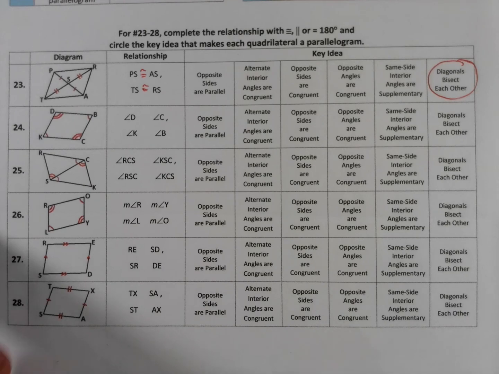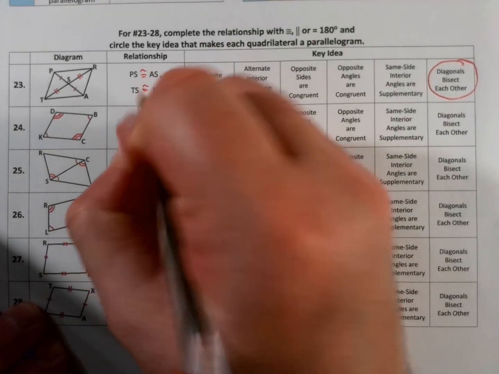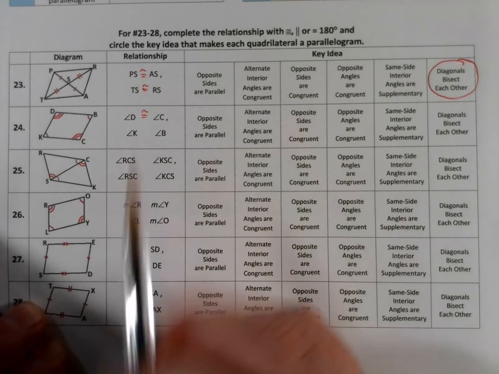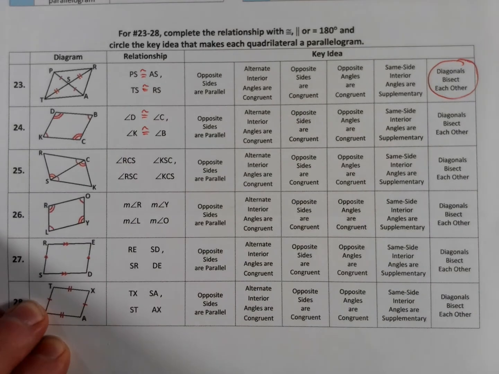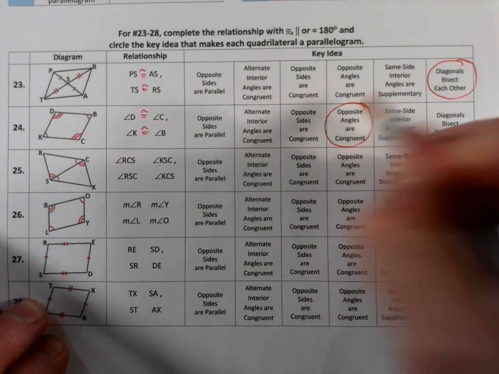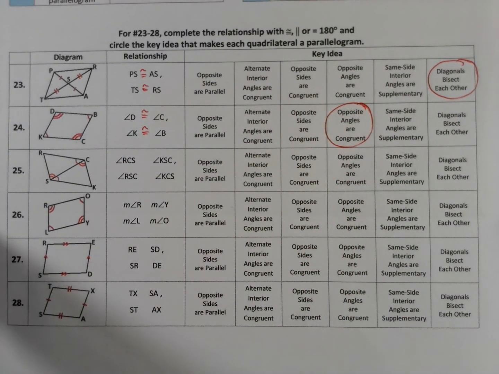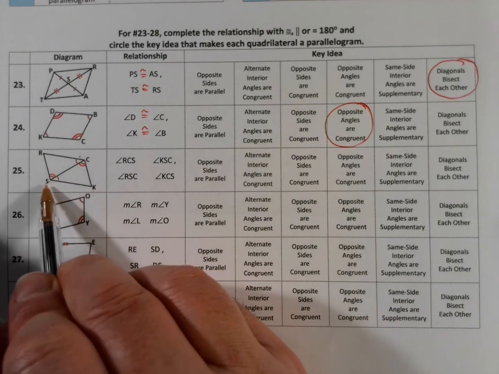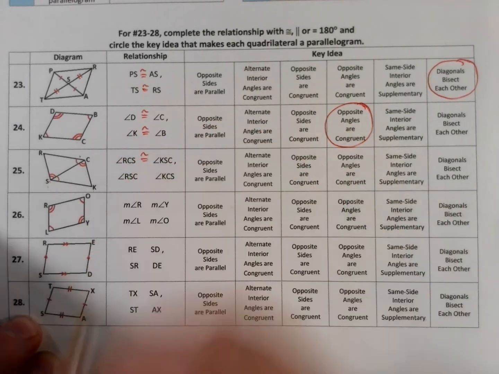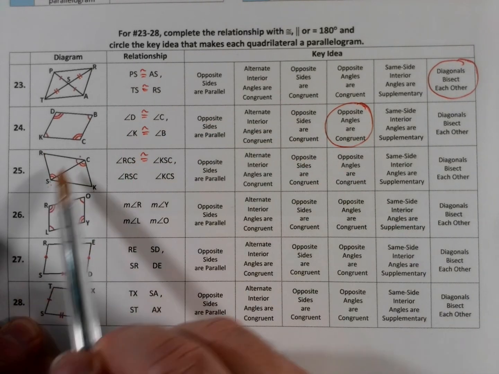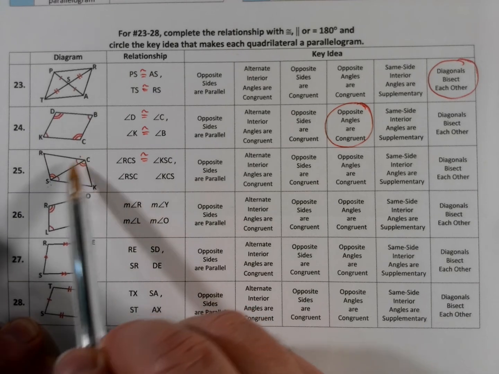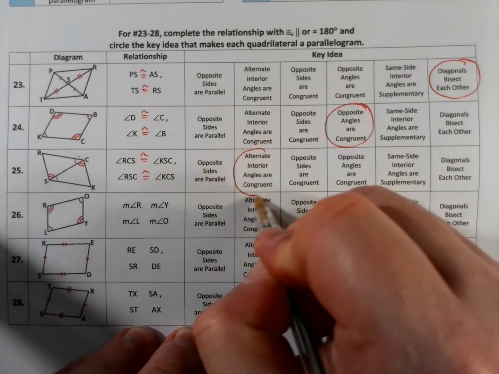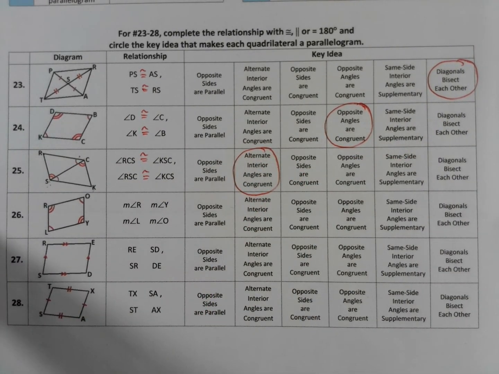If we look at number 24, angle D is congruent to angle C. Notice they have the same symbol. And angle K is congruent to angle B. Again, same symbol. Opposite angles are congruent. Looking at number 25, angle RCS is congruent to angle KSC. And we have angle RSC congruent to angle KCS. So when this happens, we have alternate interior angles are congruent.